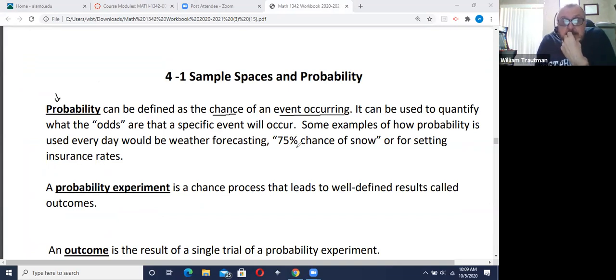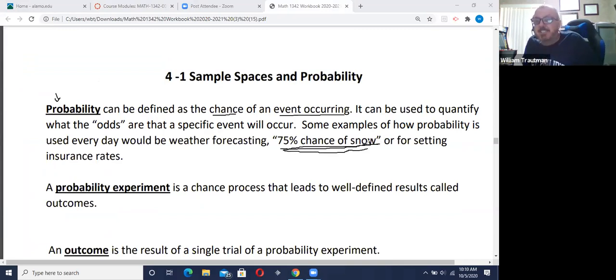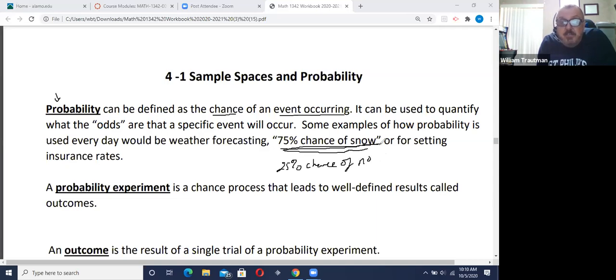Here's an example. If there's a 75% chance of snow, you might hear the weatherman say that, maybe not in San Antonio. But if there's a 75% chance of snow, then there's a 25% chance of no snow, right? That means there's a 25% chance that there's no snow.